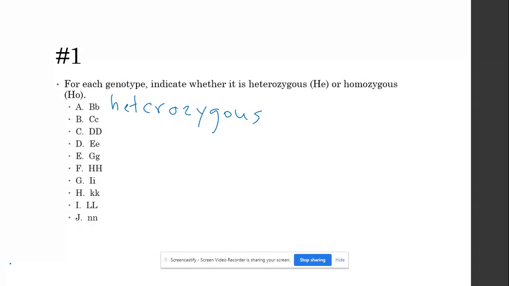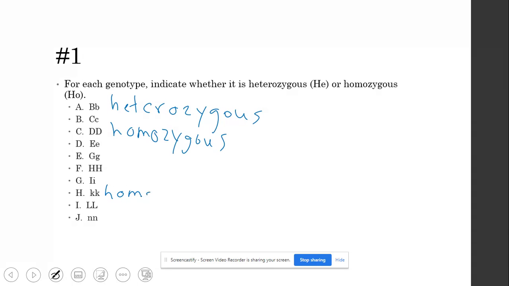For letter C, I have a big D and a big D. So that is homozygous. So that is the difference. If it is a big little, it is hetero. If it is big big or little little, it is homo. So like letter H is little k, it is homo. So you're going to go through and identify whether the genotype is heterozygous or homozygous.